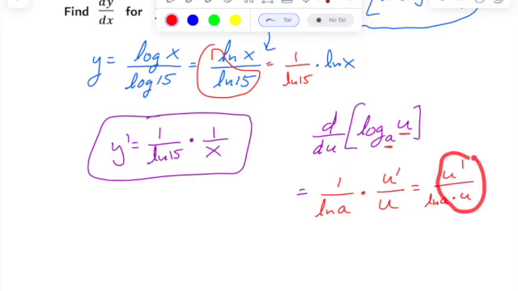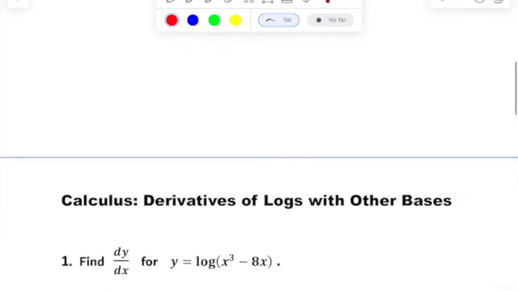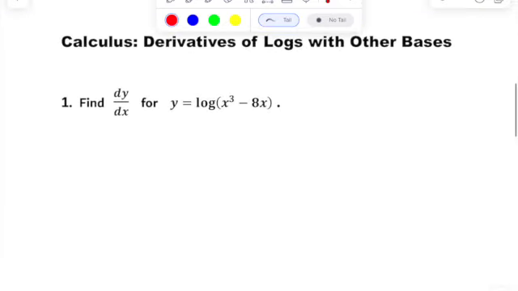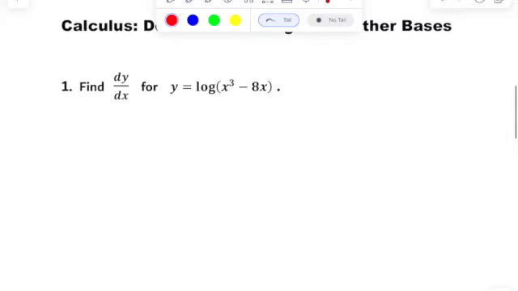Like we said, u prime over u, but it's got this additional little factor of ln of a in the denominator. Okay, so if you feel comfortable with that, you can really just fly through these pretty fast if you're good with your ln rules. And so you take a look at this problem, find the derivative of log of x cubed minus 8x. And if you don't see a base written, remember in this context that means base 10. That's an implied base of 10.